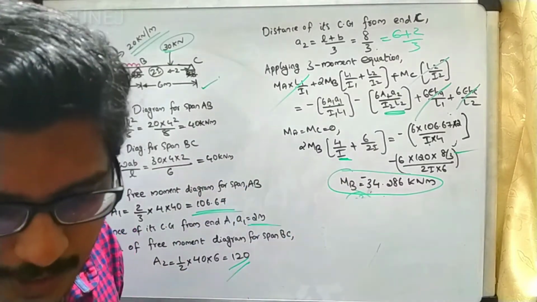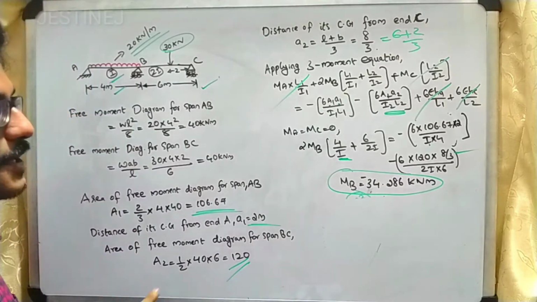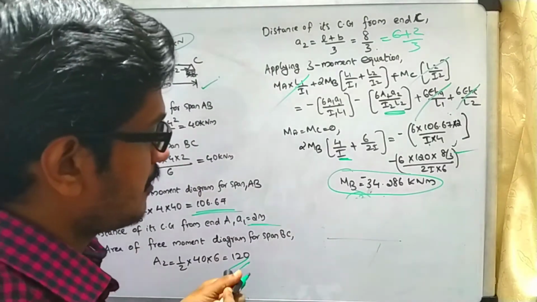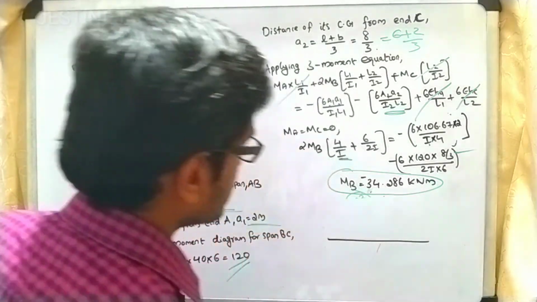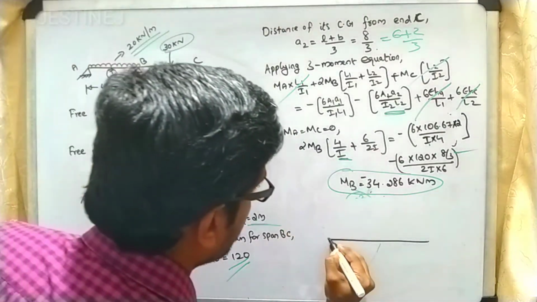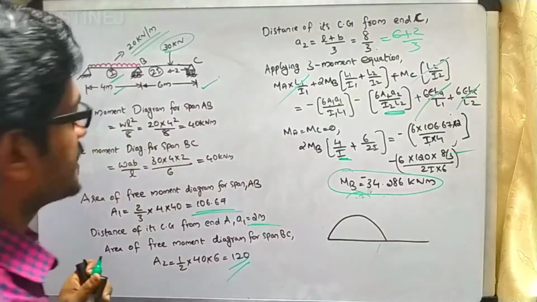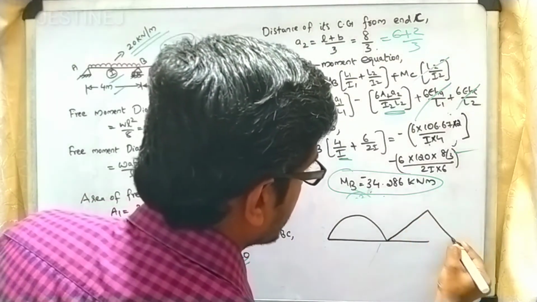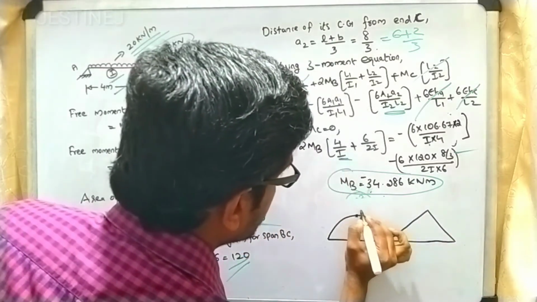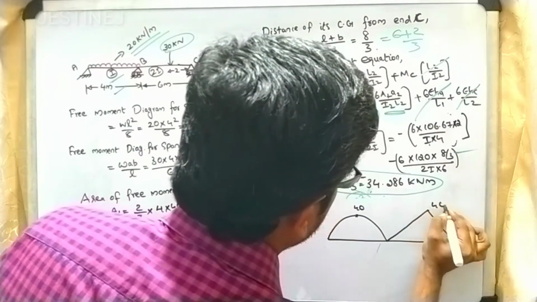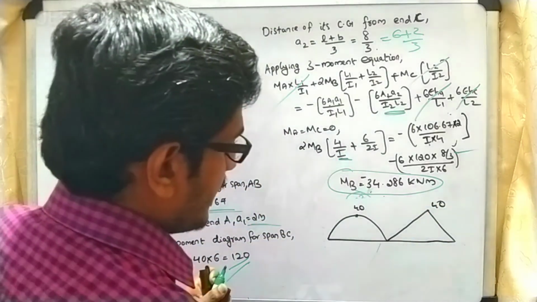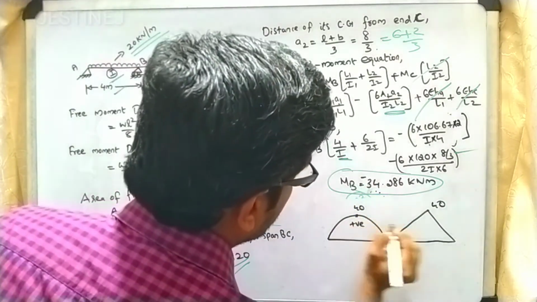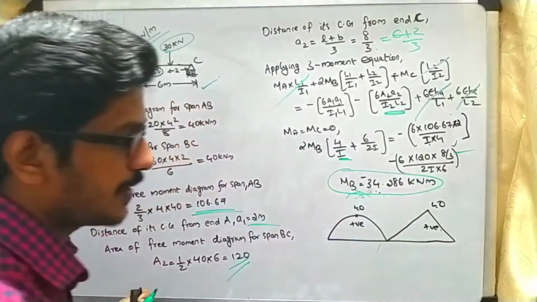Then our intention is to draw the bending moment diagram. How to draw it? First of all, you have to draw the free moment diagram. For the AB portion, it is going to be a parabola over the 4 meter span only. For the 6 meter span, draw a triangle shaped diagram. The magnitude is 40 here and 40 here, the same magnitude. Then we draw this value. Here it is positive, and here it is also positive, but here it is going to be negative.